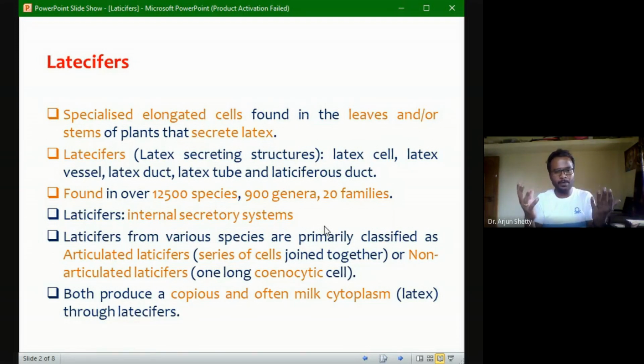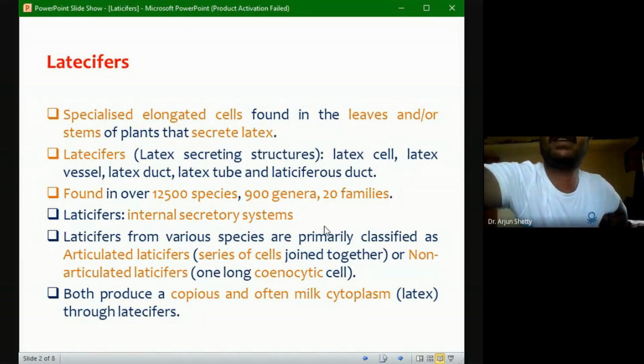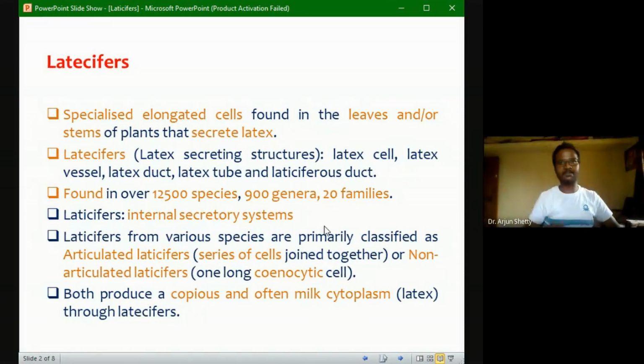What I'm explaining right now is that, unless you cut it, the Vinca rosea plant as it is is not going to release anything. But if you cut the Vinca rosea plant stem, you are going to see the milky latex, right? Why? Because the characteristic feature of these laticifers is that they secrete the latex.